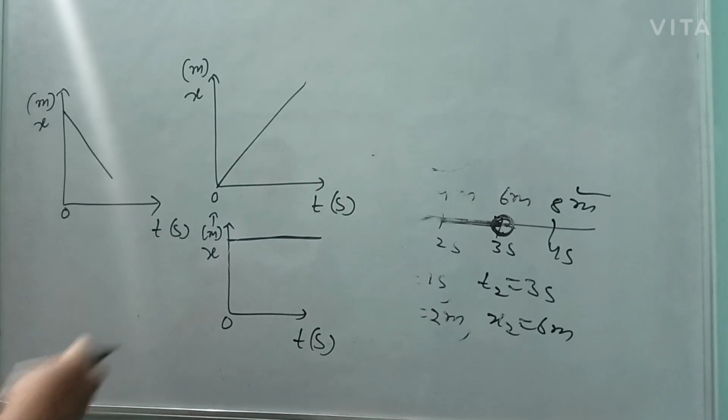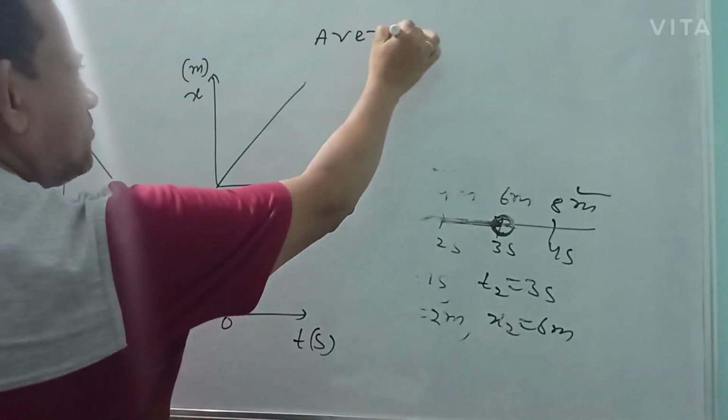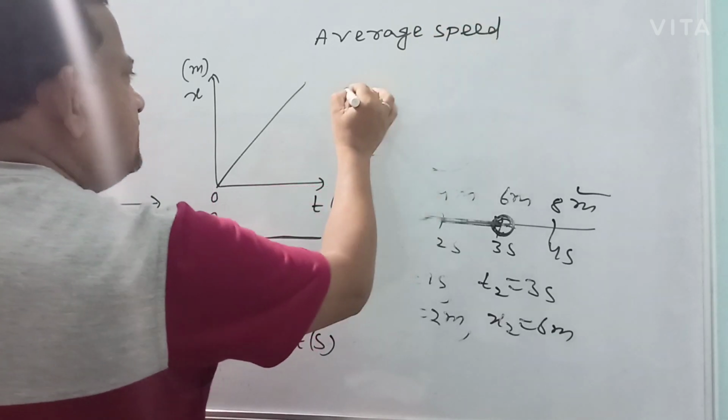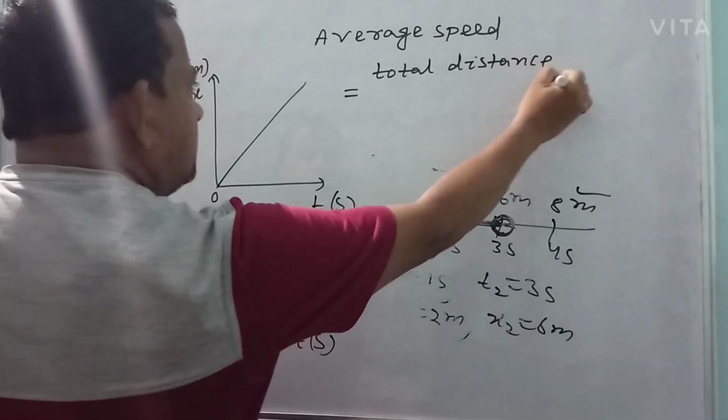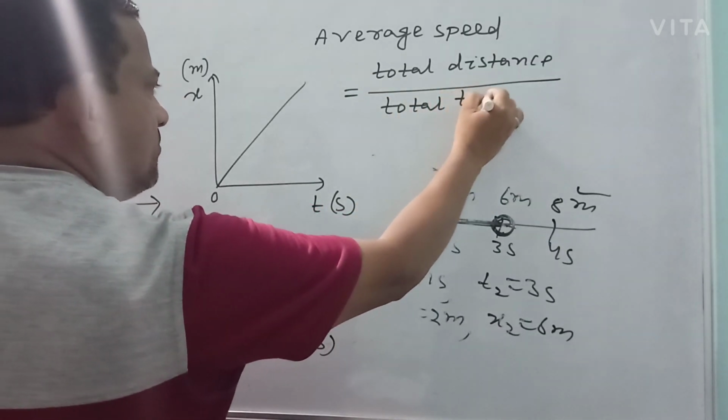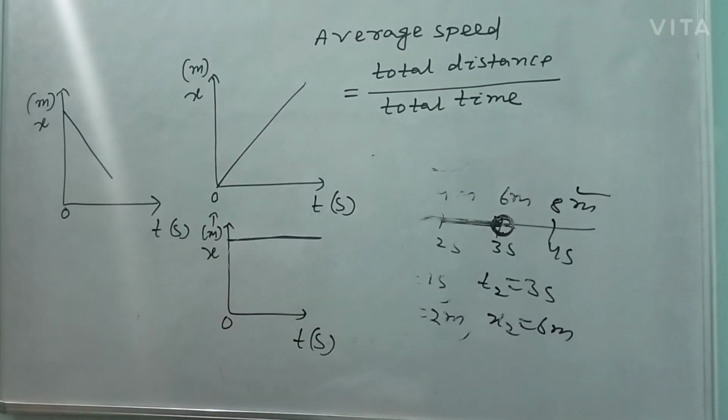Average speed is nothing but, if you consider average speed, this is your total distance. You take total distance divided by total time. So how can we define average speed? This is nothing but total path length travelled divided by total time interval during which the motion has taken place, or simply you can say total length divided by total time, or total distance by total time. But keep in mind, here direction has no role.